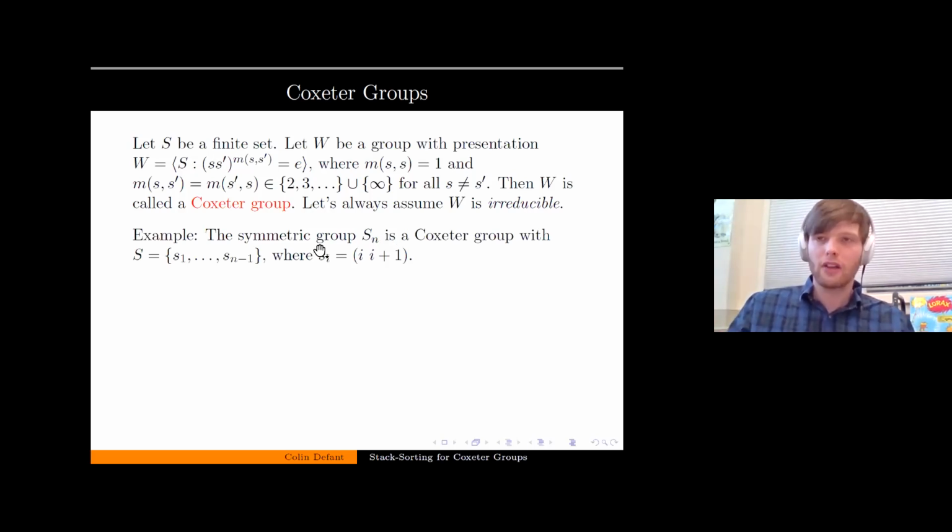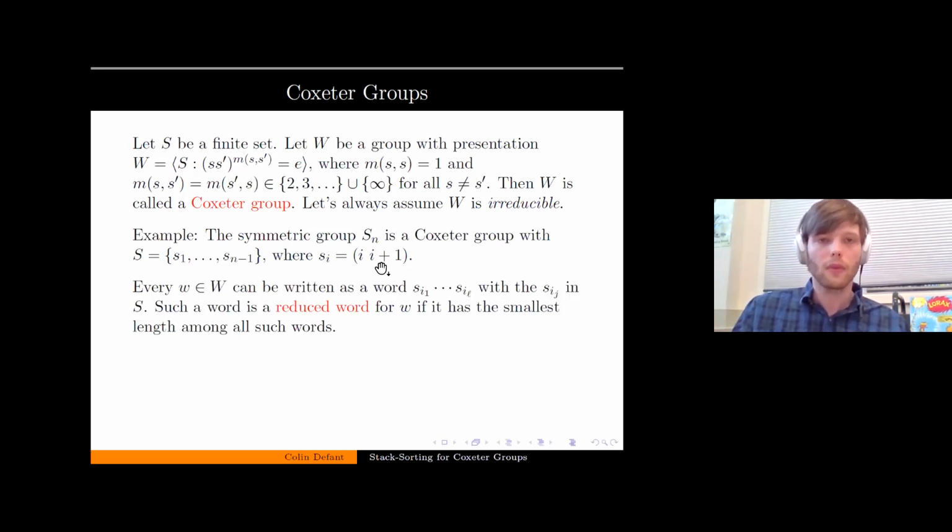So the prototypical example of a Coxeter group is the symmetric group Sn. It has simple generators S1 through Sn minus 1, where Si is this simple transposition that swaps i and i plus 1. Now, if you have an element little w in your Coxeter group, you can write it as a word in the simple generators. This is just because the simple generators generate the group. And so then if you take such a word, which is minimal in length among all words representing little w, then it's called a reduced word for little w.